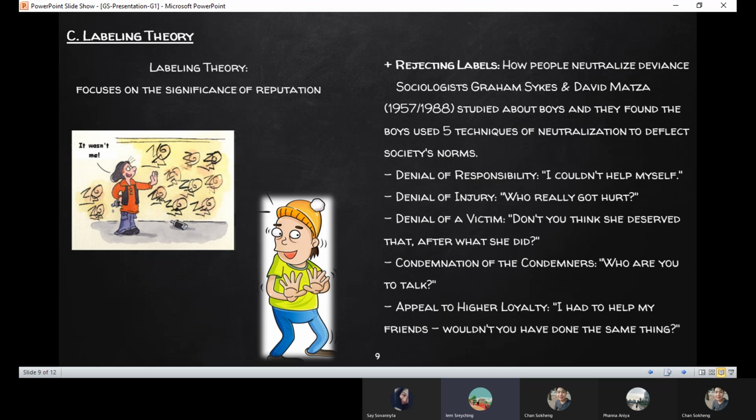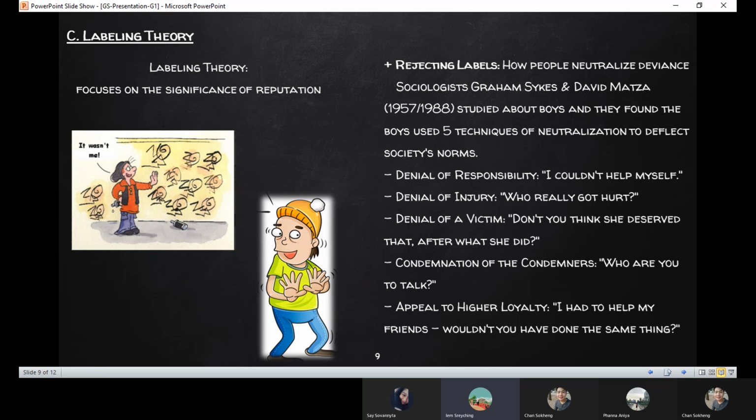The fourth technique is called condemnation of the condemners. It means that when the boys get caught doing something wrong, they don't admit it again, saying that no one has the right to judge them. They might ask, like, who are you to judge me, or who are you to accuse me of something? So this is called condemnation of the condemners, which the boys used to deflect society's norms.